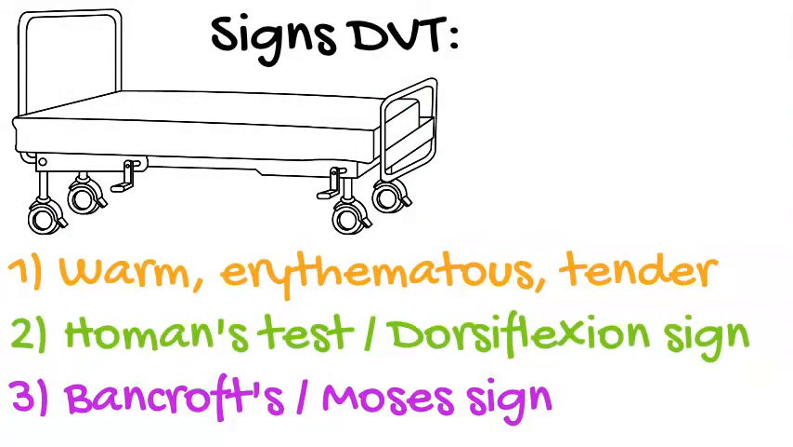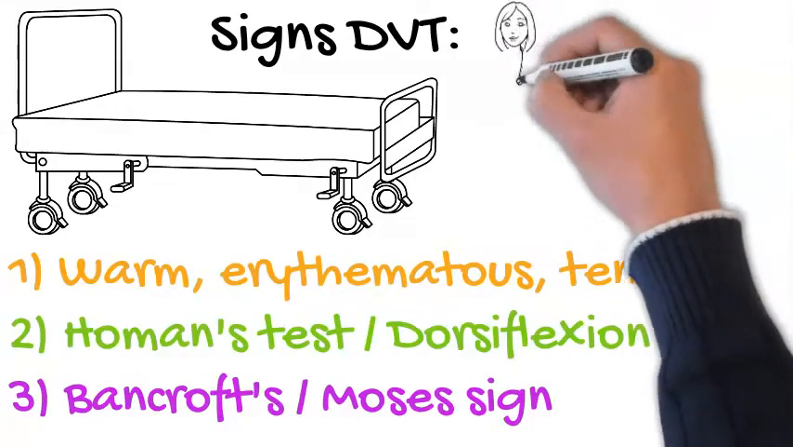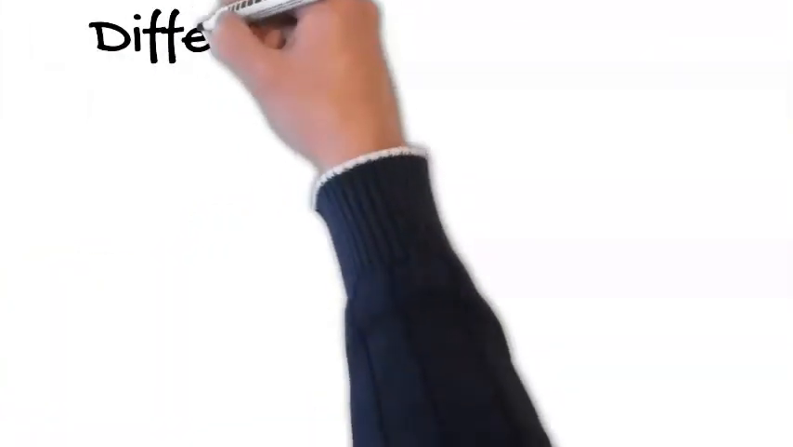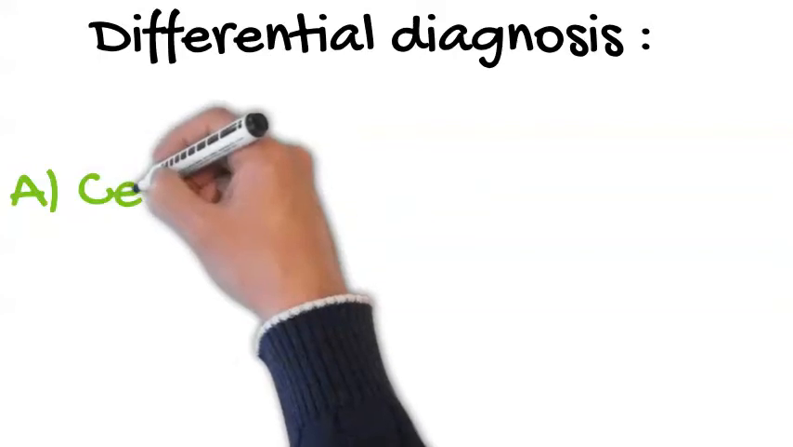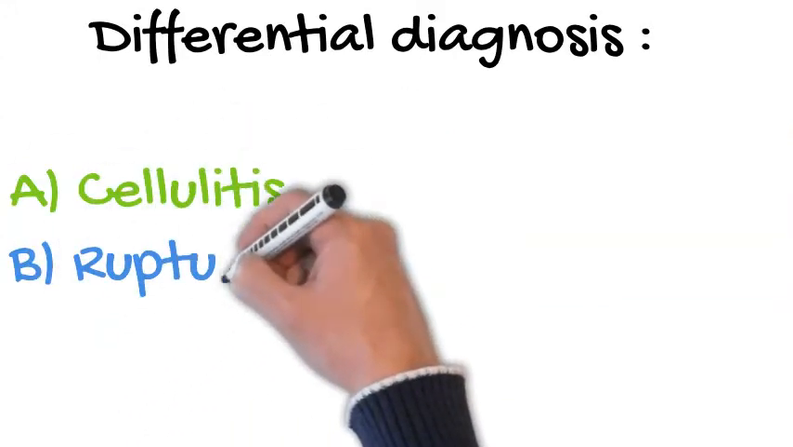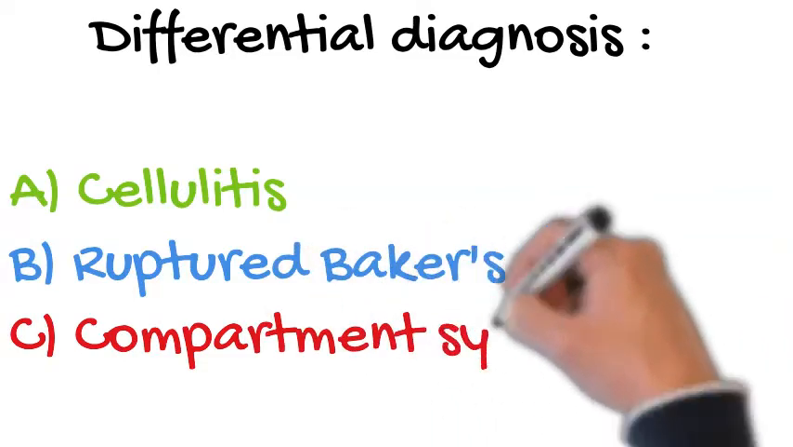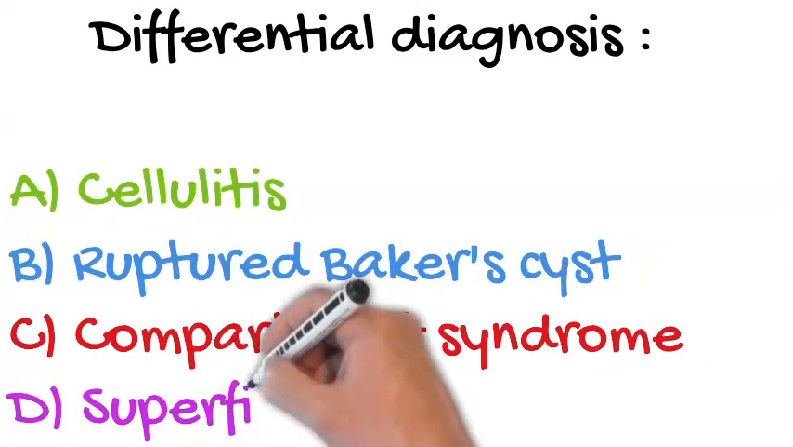3. Bancroft or Moses sign. It is positive if pain is elicited when the calf muscle is compressed forwards against the tibia. Differential diagnosis of deep vein thrombosis includes A. Cellulitis, B. Ruptured Baker cyst, C. Compartment syndrome, D. Superficial thrombophlebitis.